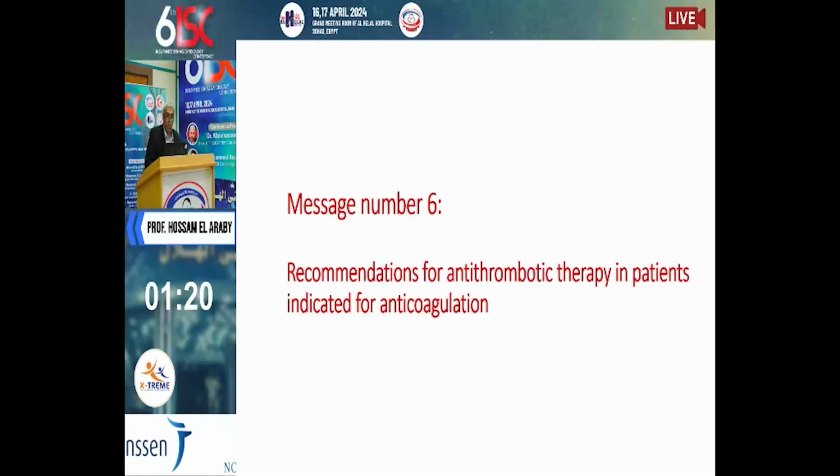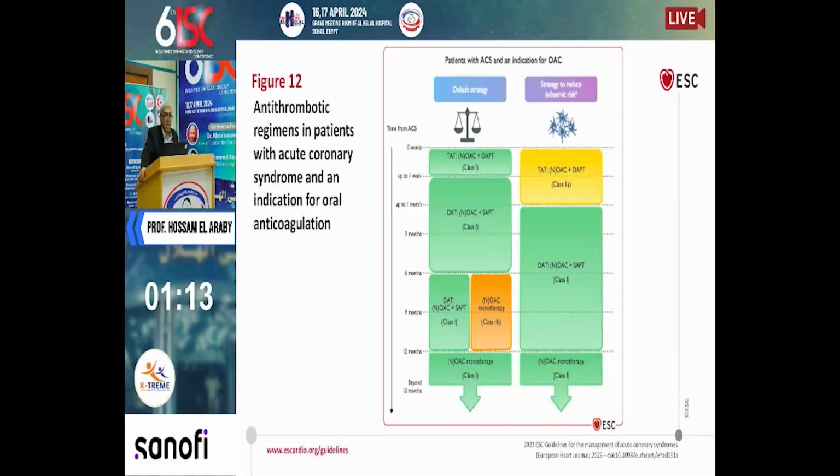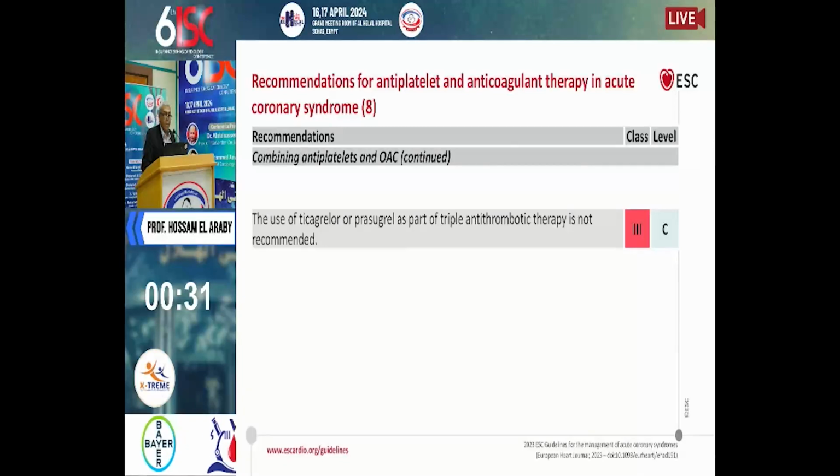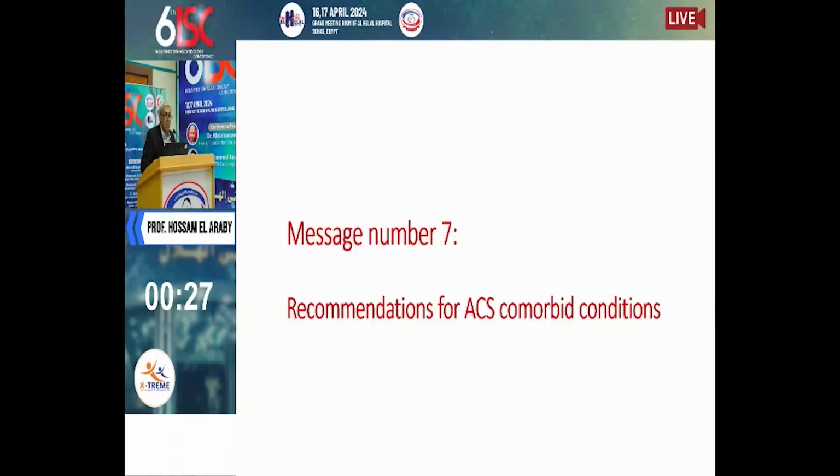Message number 6, recommendations for antithrombotic therapy in patients indicated for anticoagulation, like AF patients. The default strategy is triple therapy with clopidogrel, aspirin, and NOAC or warfarin. And you can, after 6 months, go to monotherapy with anticoagulation, but this is class 2B. In the presence of high ischemic risk, it is class 2A to continue the triple therapy for 1 month, then go to oral anticoagulants plus single antiplatelet therapy, and after 1 year you go to NOAC only. The use of ticagrelor or prasugrel as a part of triple therapy is contraindicated.